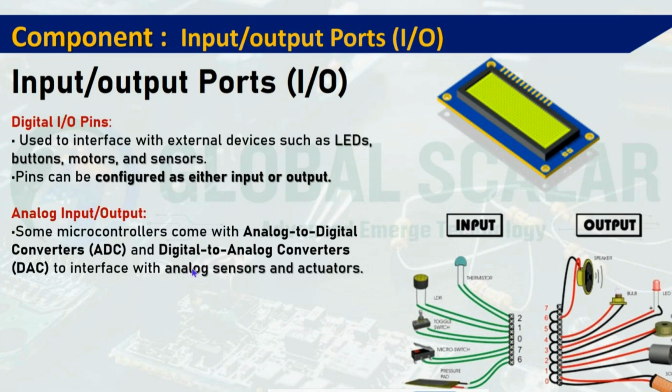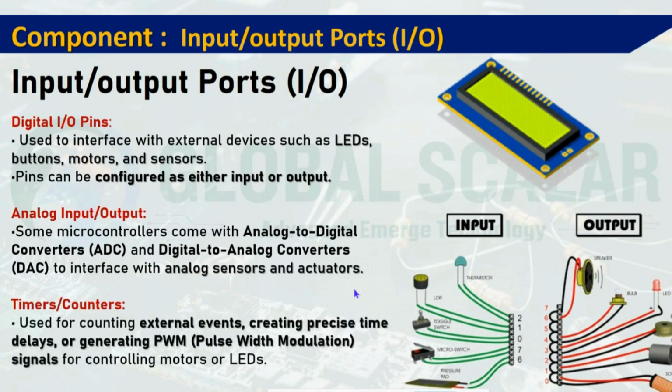To convert this data to understand the hardware, we have the analog to digital converter and digital to analog converter that are interfaced to the analog sensors and actuators. And similarly, we have the timers and counters, which are used to count the external events and to check that the data will be sent to the LEDs, to the bulbs, based upon the input, how we are able to control it.